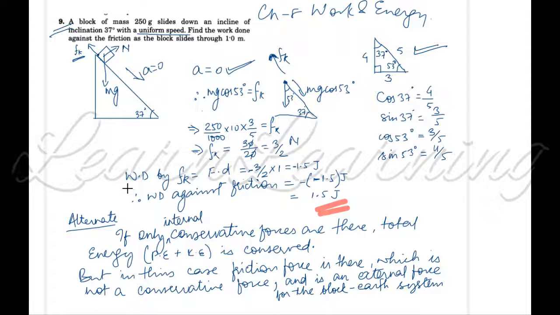Simply we can now calculate the work done by the friction force. The work done by the friction force will be given by force into displacement. The question is asking for the work done against the friction as the block slides through 1 meter, so the displacement is 1 meter. Force into displacement gives you minus 1.5 joules. Why is it minus 1.5 joules? Because the force is in this direction and the displacement is in this direction.